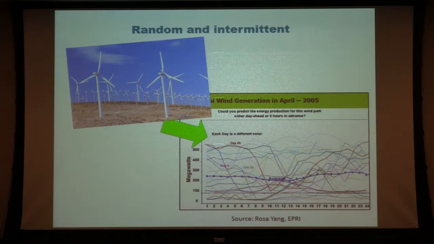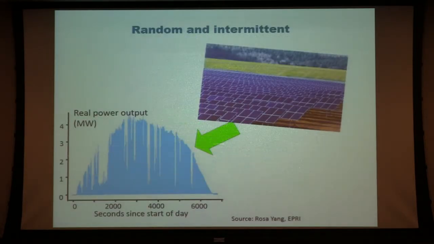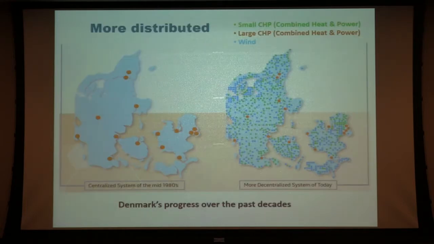We can see this plot shows different days and what kind of wind generation there is. We can almost say we don't see any pattern in this data. Different days have different generation. And for solar, the big challenge is that if a cloud comes, the output drops immediately by a very large amount. That is one challenge. Another challenge is what people probably have heard called distributed energy resources.